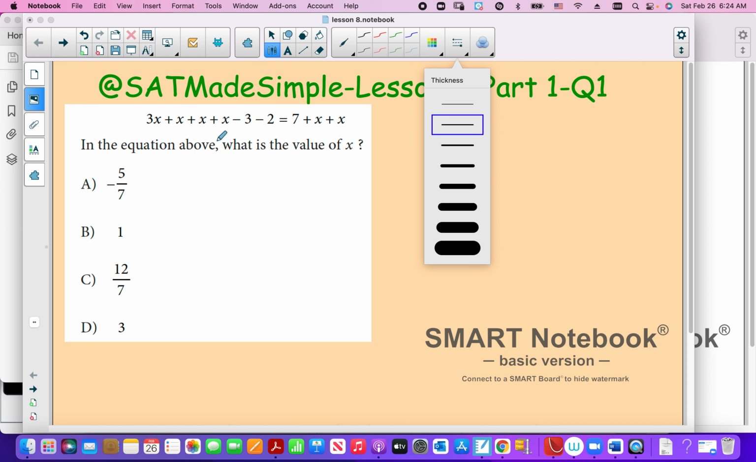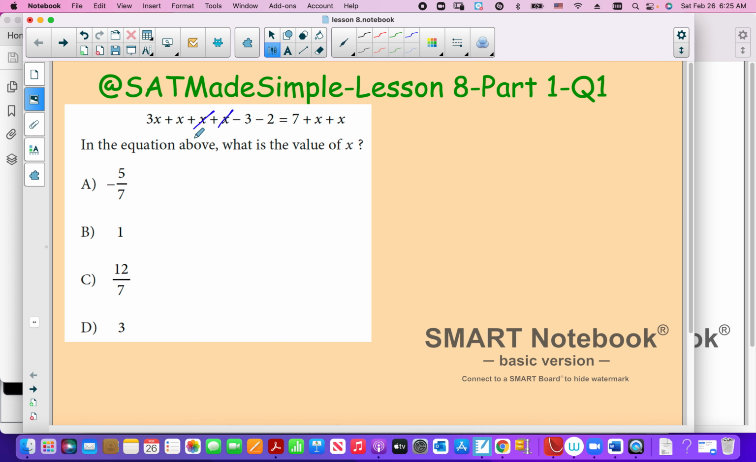I can, as a matter of fact, I have the x's on the left and the right. They can cancel since they have the same sign. So that will leave the left hand side with 4x minus 5 equals 7. 4x is equal to 12. x is equal to 3, making D my correct answer.